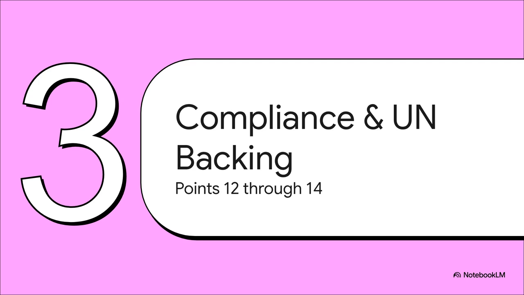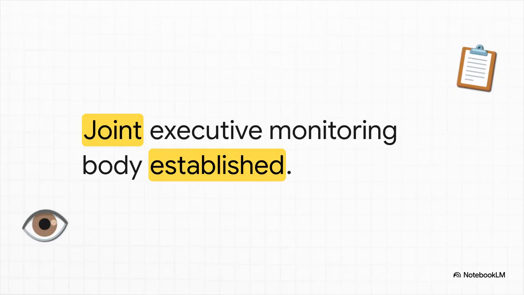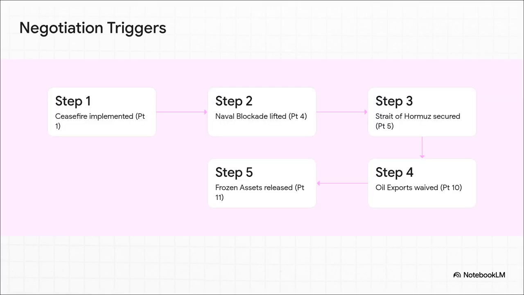This covers points 12 through 14. So, how do you actually make sure both sides follow through on all of this? Well, point 12 sets up a specific mechanism for compliance monitoring. The agreement dictates the creation of a joint executive monitoring body. This ensures that the timelines, the military withdrawals, and those massive economic releases are overseen not just by one side, but jointly.